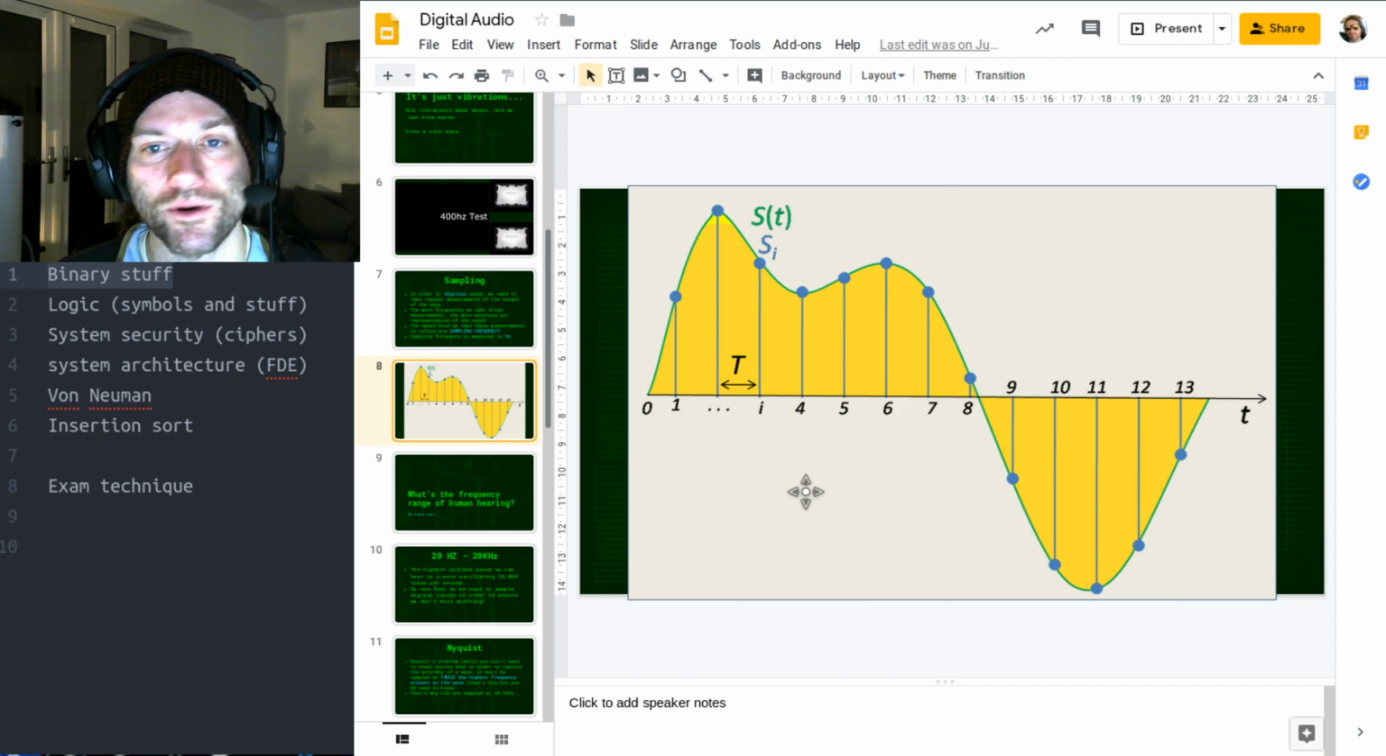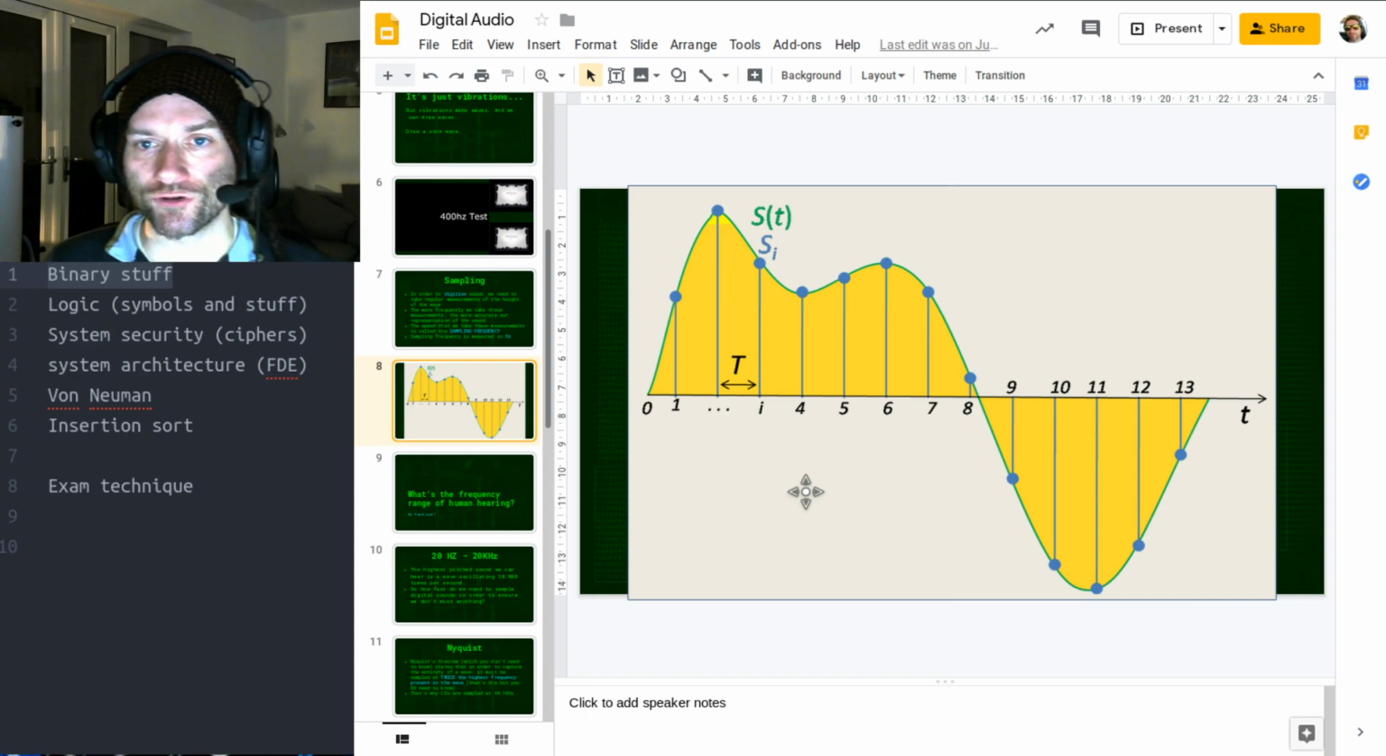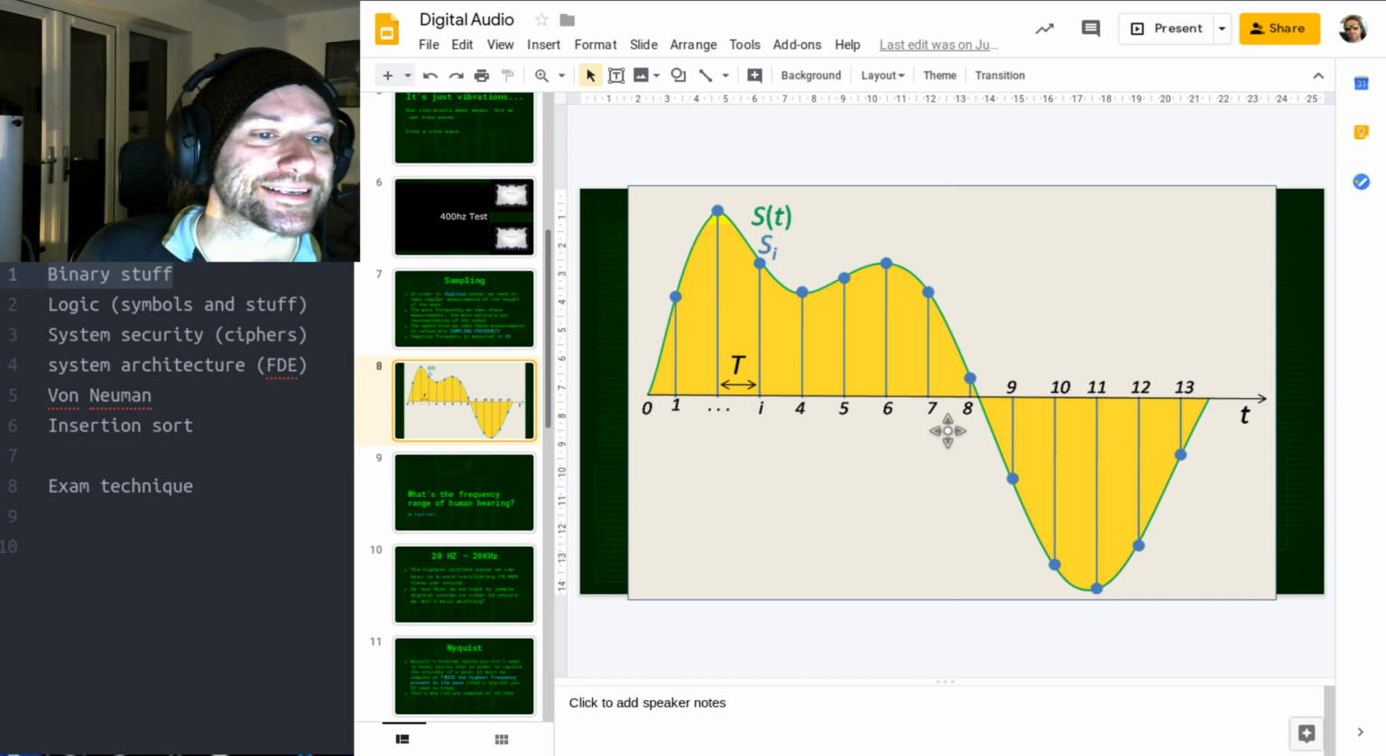About 4. No, if my sampling rate is 400 hertz, how many samples am I taking per second? 400, correct. Okay, 1 hertz means once per second. If I'm sampling at 400 hertz, it means I'm taking 400 samples per second.